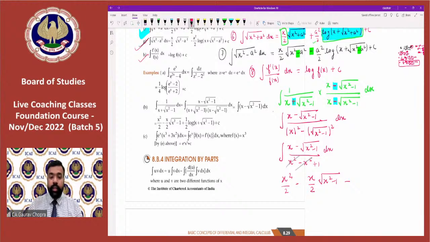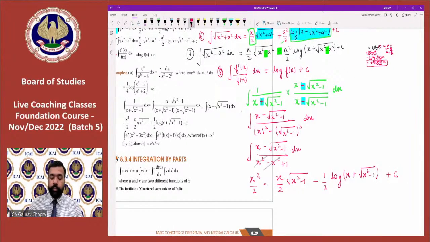So what is a here? A here is simply 1. So it is 1 by 2 log of x plus root x square minus 1, and at last plus c. So here we applied the formula number G.